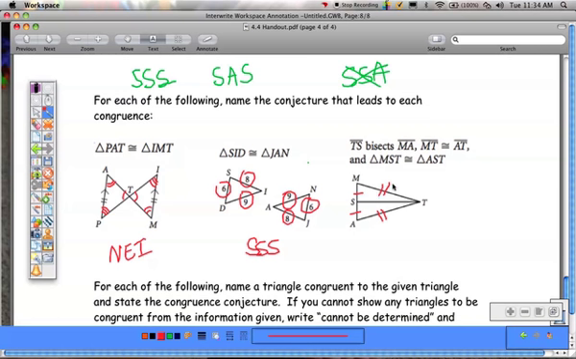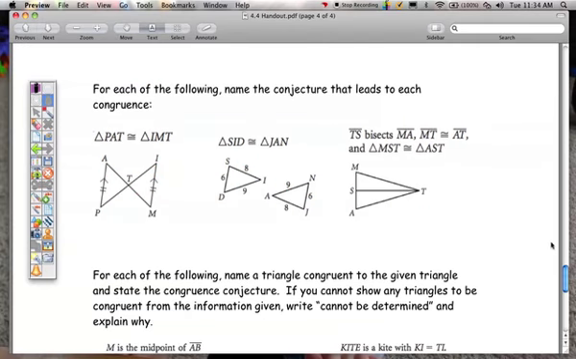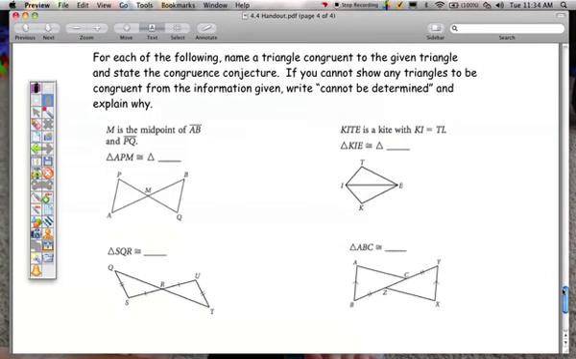But we have to figure out if they're congruent here. So for this one right here, they actually share a side right here. So right here, they're congruent by side-side-side. Because you just have to take a look at what you know and figure out, do I have side-side-side, or side-angle-side? All right, let's do the next one. For each of the following, name a triangle that's congruent to the given triangle. Remember, order matters. You have to name it in the same order. If you cannot show any triangles to be congruent from the given information, write cannot be determined, and explain why.